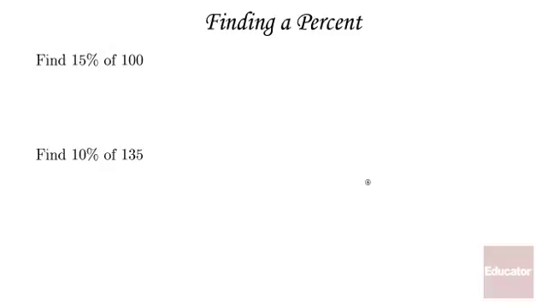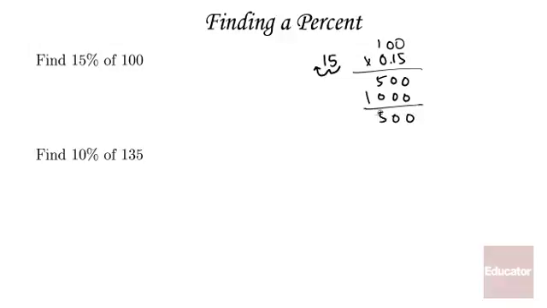Let's try finding some percents. Find 15% of 100. The best way to find percentages of a number is to change the percentage into a decimal. From the last lesson, you move your decimal to the left 2 places. So 15% is 0.15. That's the portion of 100. So I'm going to multiply this out. And 2 places. So 15% of 100 is 15. So the portion of 100 is 15.